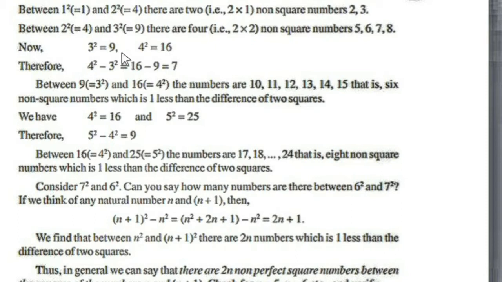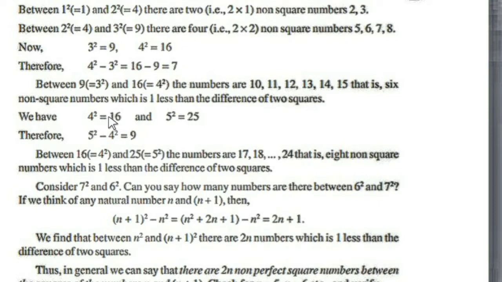Now 3 square equal to 9, 4 square equal to 16. So we will subtract these two squares. 4 square minus 3 square equal to 16 minus 9, that is equal to 7. So between 9, that is 3 square, and 16, that is 4 square, the numbers are 10, 11, 12, 13, 14, 15, that is 6 non-square numbers, which is 1 less than the difference of the two squares. So what is the difference of the two squares here? 7. So we are getting 6 non-square numbers, which is 1 less than 7.